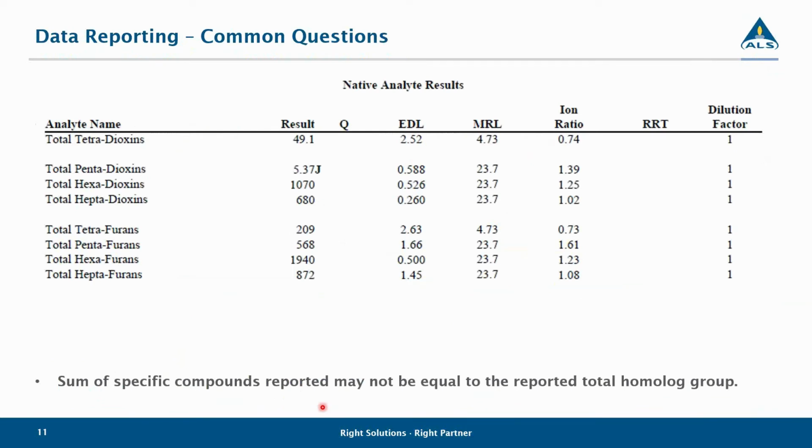In this next example, we examine the total homolog groups, and why that number often differs from the sum of the specific results in each group reported. For example, sometimes clients ask why the total homolog group for hexa-dioxins is not equal to the sum of the 3 specific hexa-CDDs reported. Well, part of the answer is that the total homologs includes both specific compounds, those included in the list of 17 compounds reported, and non-specific compounds, which are not individually reported. In addition, if a value is reported and is qualified as EMPC or qualified with a K flag, that result will not be included in the total for that homolog group.